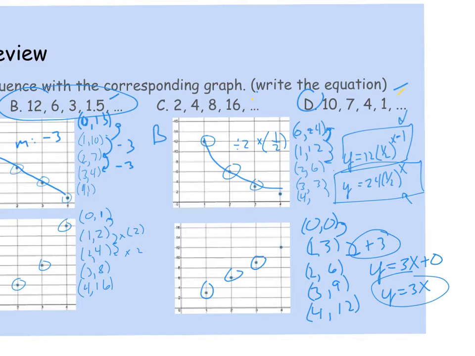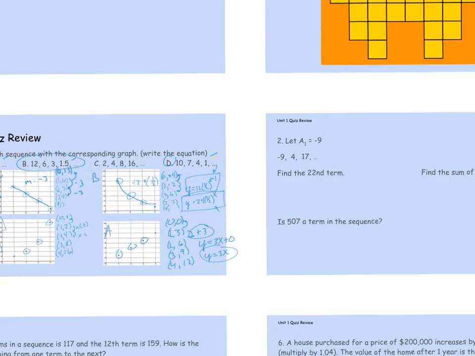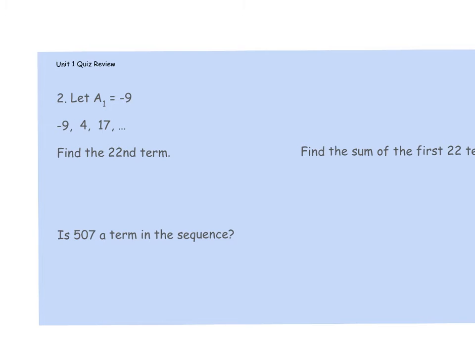Okay, so that's the first problem there, deciding if they're geometric or arithmetic. And this one, 3, 6, 9, 12, I think that was A. That one's A. Okay, so let's go to number 2 here.